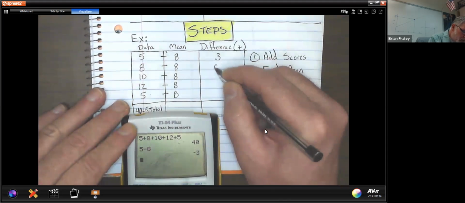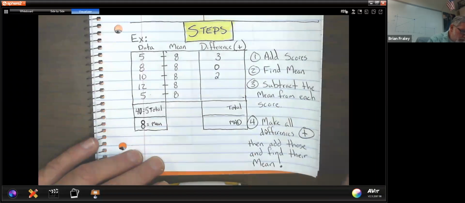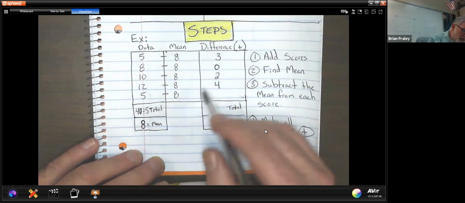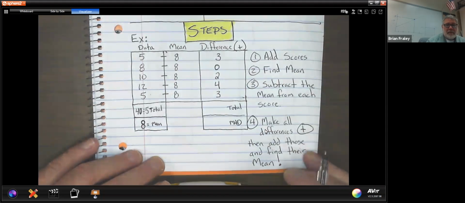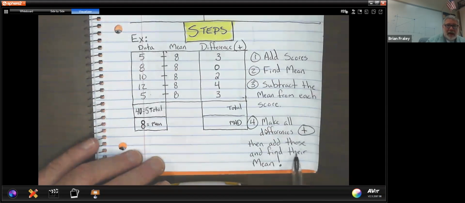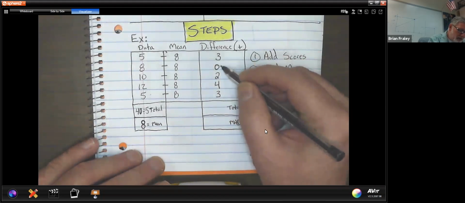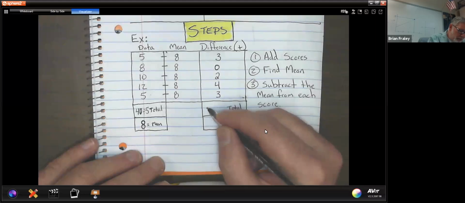8 minus 8 is 0. Well, that's neither negative nor positive. 10 minus 8 is 2. That's already positive. 12 minus 8 is 4, which is positive. And again, 5 minus 8 is -3, but we want to make all of our numbers positive, okay? Now, continuing with step 4, it says once we've made the differences positive, we're going to then add those and then find their mean. So let's add these up. 3 plus 0 is 3, plus 2 is 5, plus 4 is 9, plus 3 is 12.